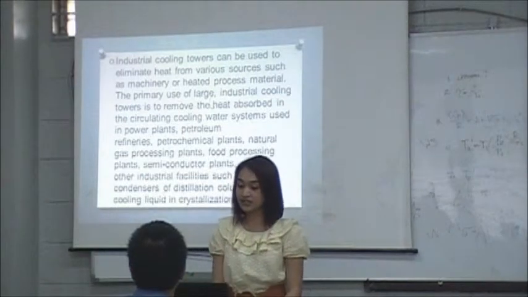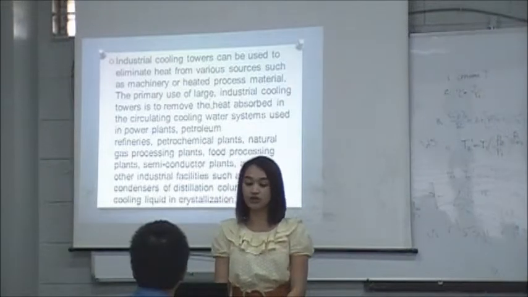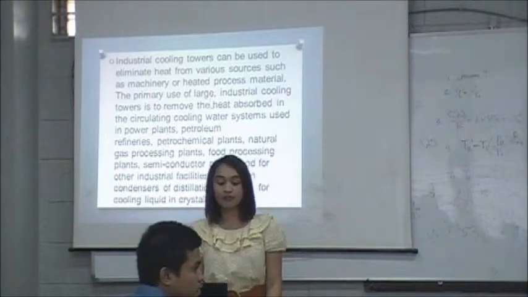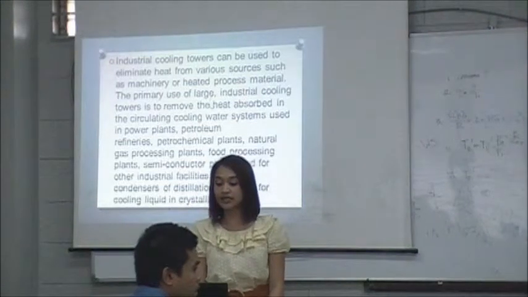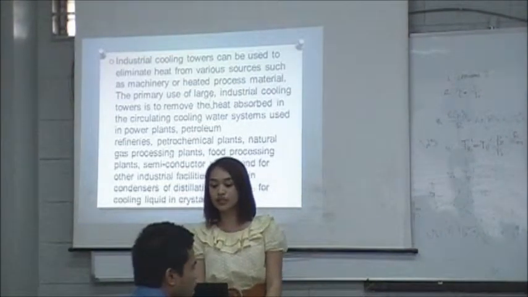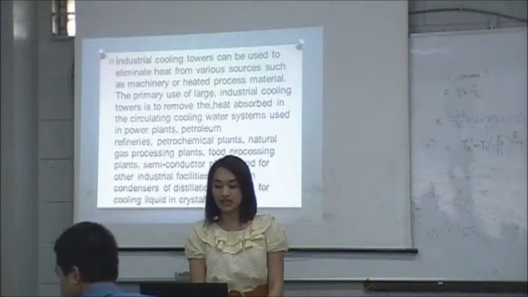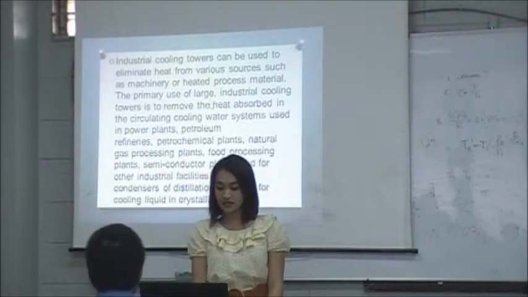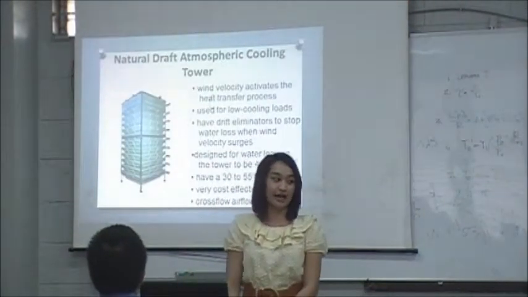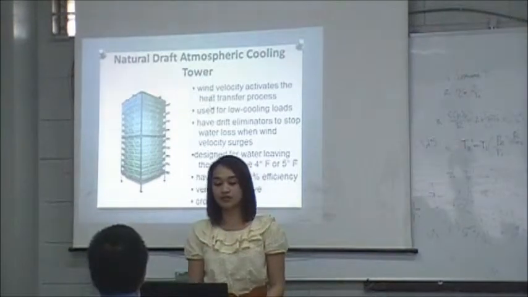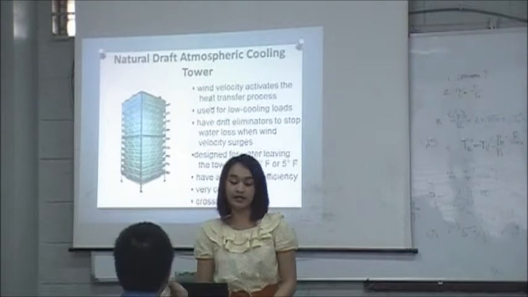Industrial cooling towers can be used to eliminate heat from various sources such as machinery or heated process materials. The primary use of large industrial cooling towers is to remove the heat absorbed in the circulating cooling water system used in power plants, petroleum refineries, petrochemical plants, and etc. There are two types of natural draft cooling towers. First is the natural draft atmospheric cooling tower and second is the hyperbolic cooling tower.